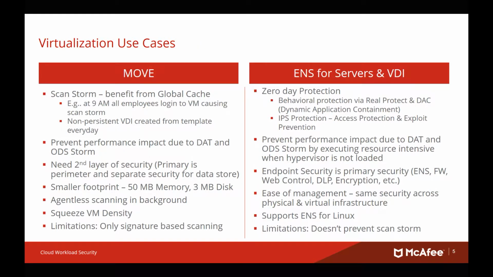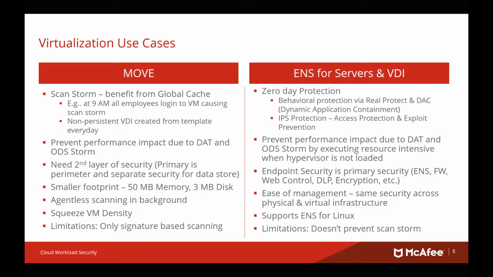So here are some use cases around the different technologies. MOVE can help prevent scan storms. It's a benefit of what we call our global cache. So for example, at 9 a.m. all employees log into the VM causing the scan storm, and non-persistent VMs can be created from templates every day. MOVE prevents these performance impacts due to the DAT and on-demand scan storms.